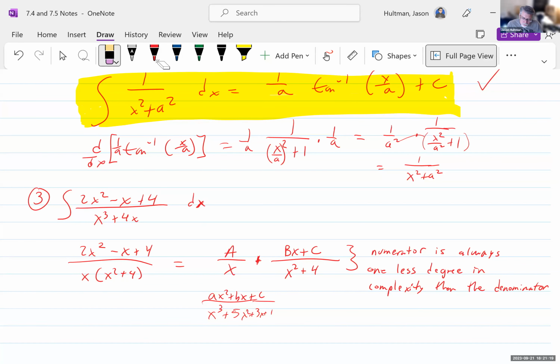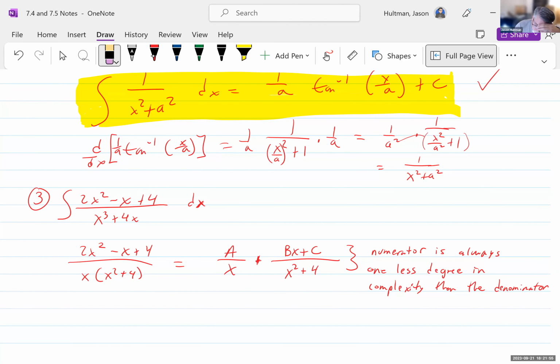Okay, so it's always 1 less degree in complexity. So we've seen what happens when we have multiple roots. You just have to account for every case, and we see what happens when we have higher powers in the denominator. We have to go 1 less degree and account for every coefficient. Okay, so now we can actually do some algebra and get this into a state where we can integrate. Hey, that rhymed.